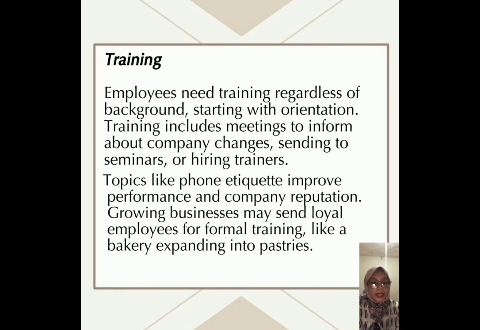Training. So, kahit anong background mo, kailangan mo ng training bago ka makapasok sa trabaho. Lalo na yung orientation para makilala mo yung company. Yung training, pwede yan maging meeting para sa mga company updates o kaya seminar para sa specific skills o kaya mag-hire ng mga trainers from outside.